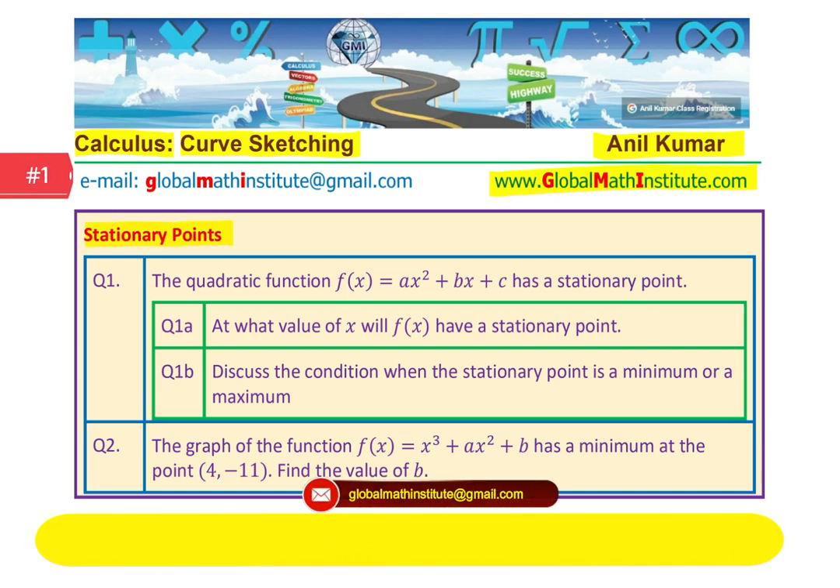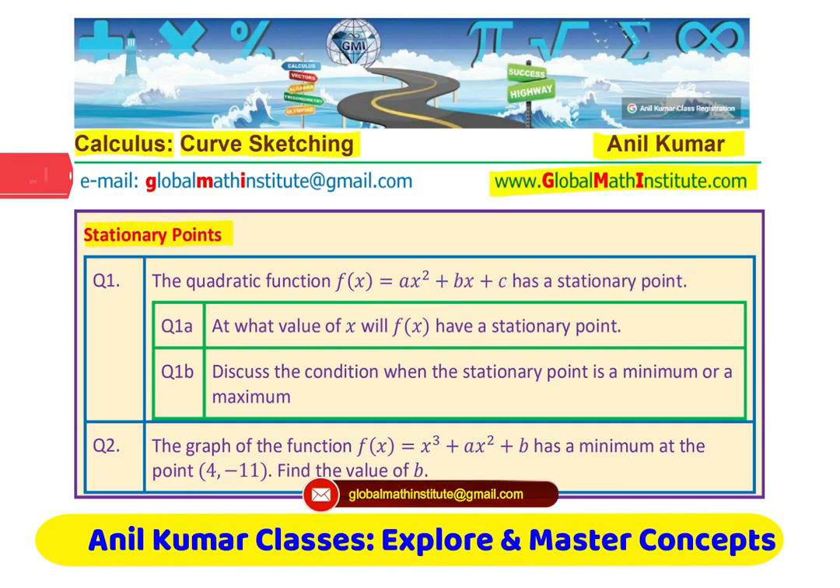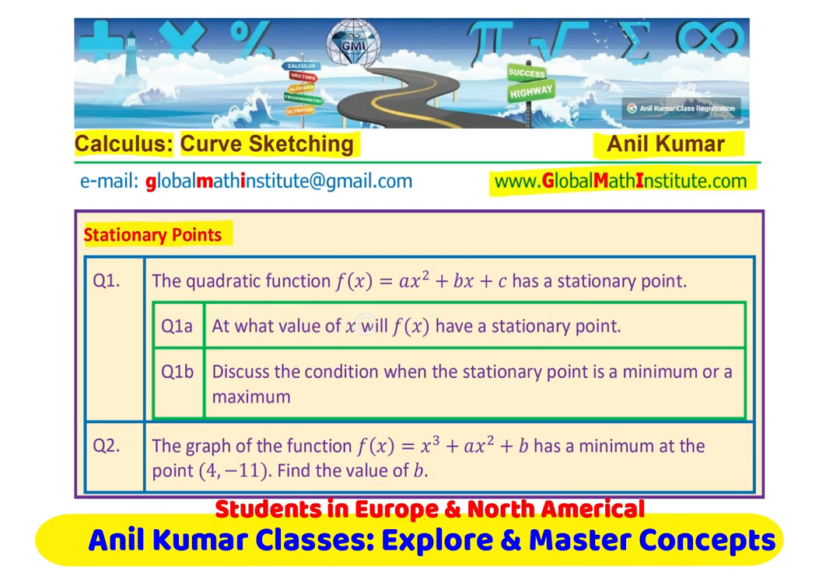Question number 1. The quadratic function f of x equals ax squared plus bx plus c has a stationary point. At what value of x will f of x have a stationary point? Discuss the condition when the stationary point is a minimum or a maximum. So that's a communication question for you.